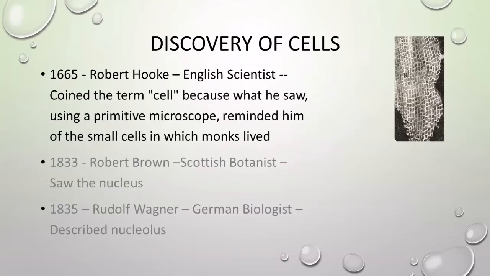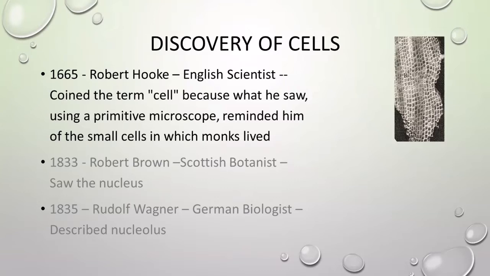So the discovery of the cells was first done by Robert Hooke in 1665. He was an English scientist, and he coined the term cell because what he saw using a primitive microscope reminded him of the small cells in which the monks lived. They lived in monasteries, and each of them had their own little room. And when he saw the cells under the microscope, that reminded him of the cells that the monks lived in.